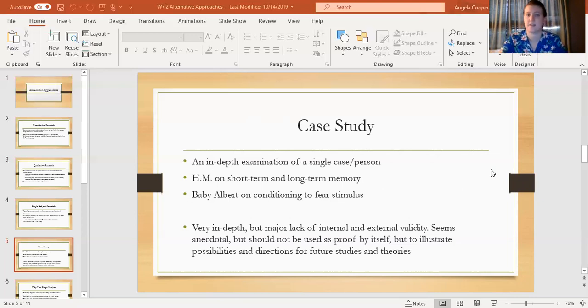These are case studies. They're in depth indeed, but since it's only looking at one person, it has a major lack of internal and external validity. Keep in mind that internal validity is keeping the conditions of an experiment the same, and external validity is how well we can generalize that to everyone else outside of this. So while it does have a lot of in-depth information, in actuality, that really best fits the person that it's looking at. So it really best fits baby Albert, or it best fits Clive, the memory loss gentleman.